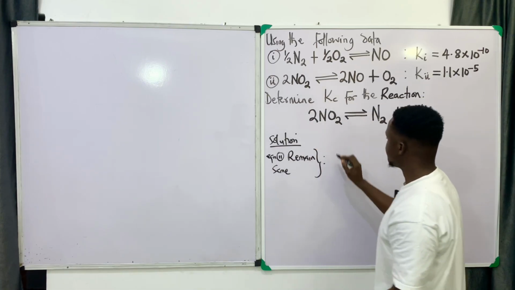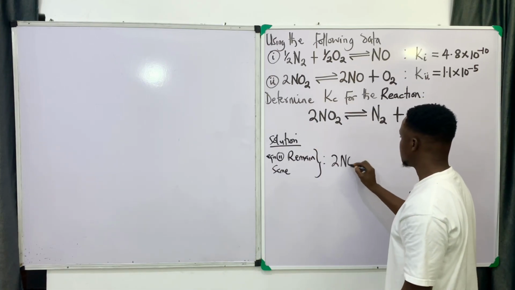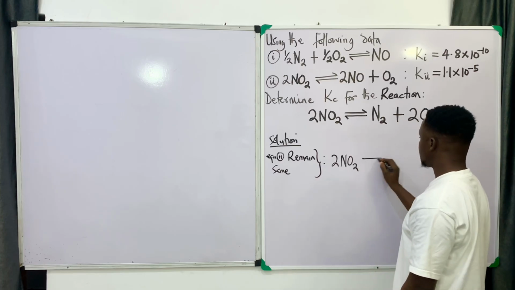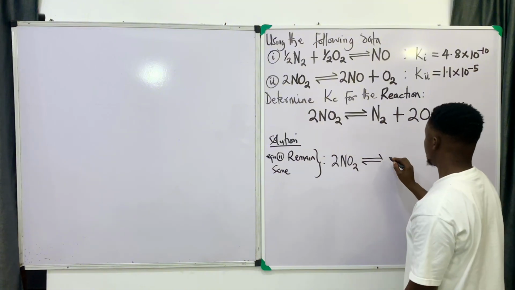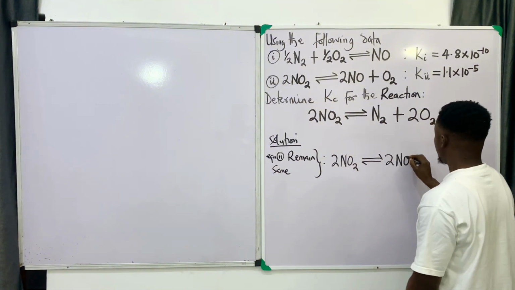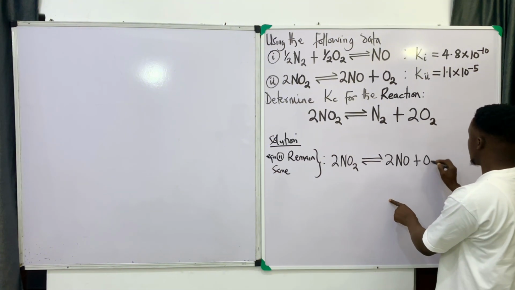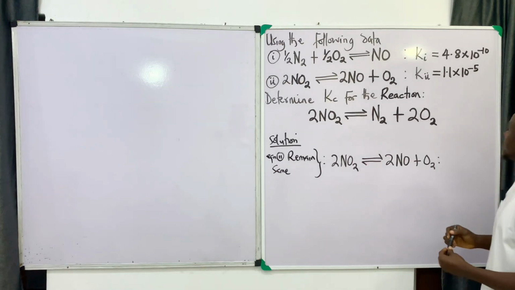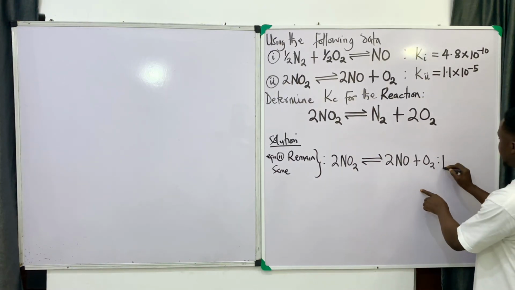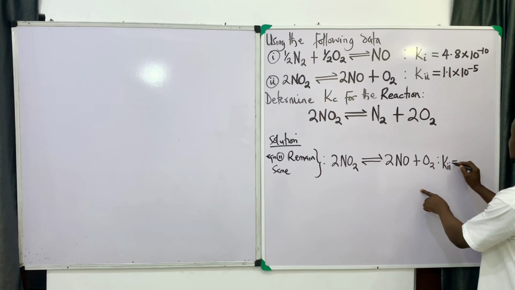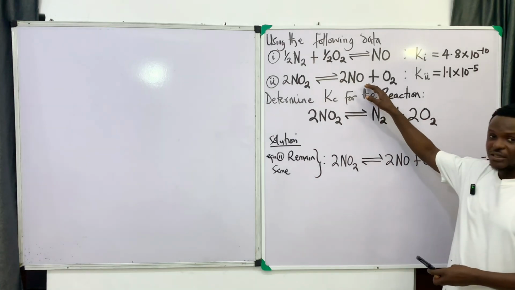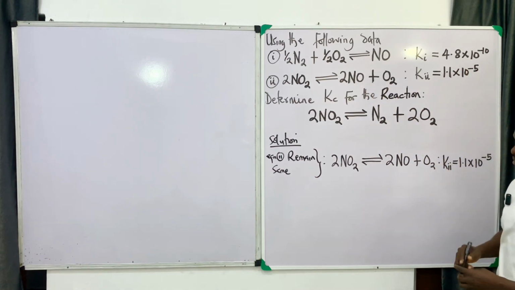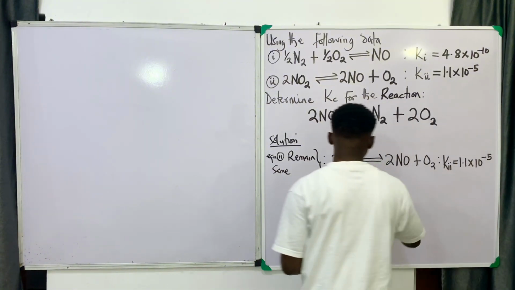Now when you do that, this becomes 2 NO2, going to 2 NO plus O2. Now if you bring down your equilibrium constant here, we have this. This is 1.1 times 10 raised to the power of minus 5. Recall, we didn't really do anything to this equation, so the equilibrium constant remains exactly the same.